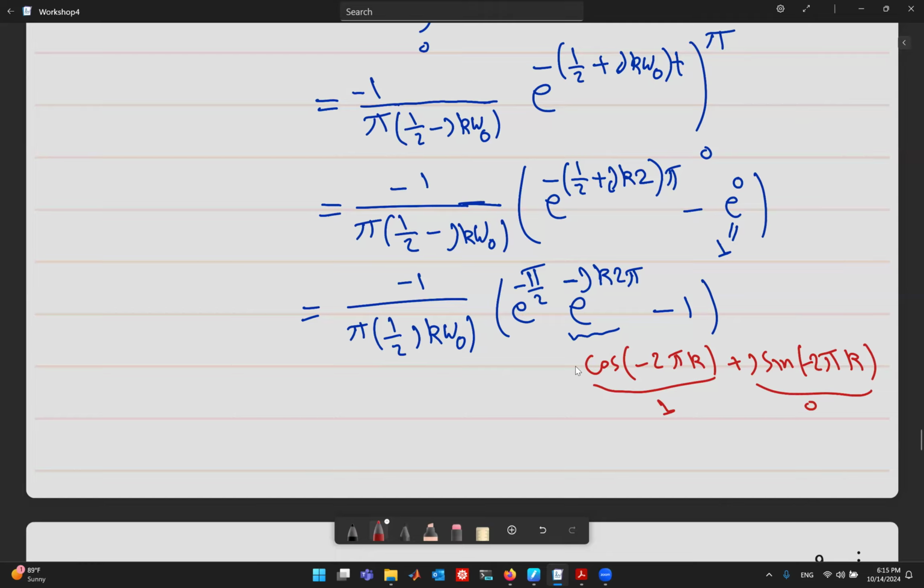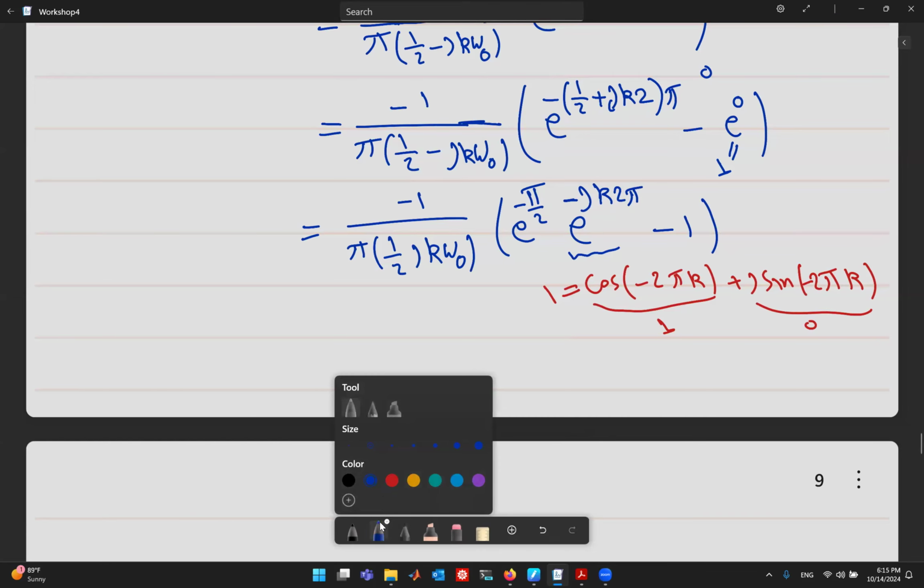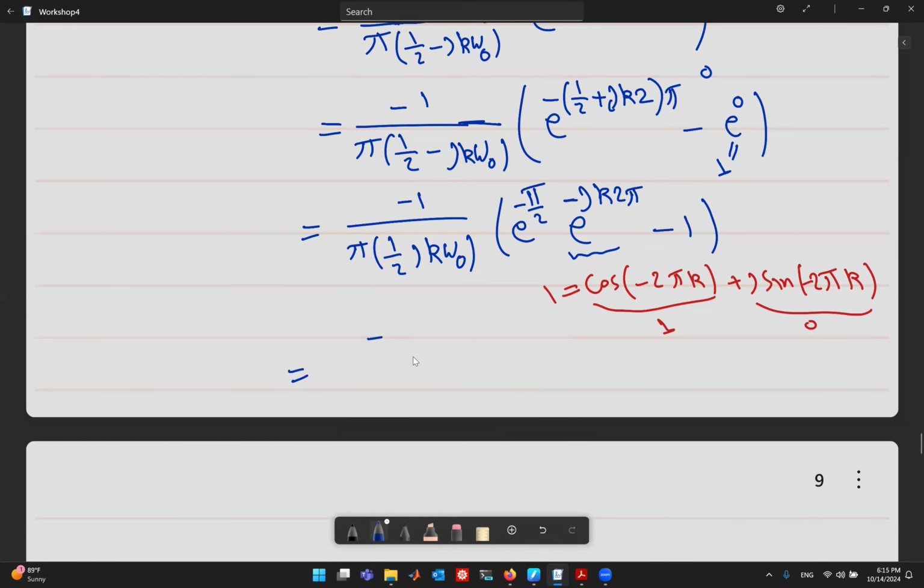So this will be just 1. What's left here is minus 1 divided by pi times 1/2 j. Oh, there's a minus here. Minus j k omega naught. And then here we have exponential minus pi divided by 2, and this would be 1. It's minus 1.